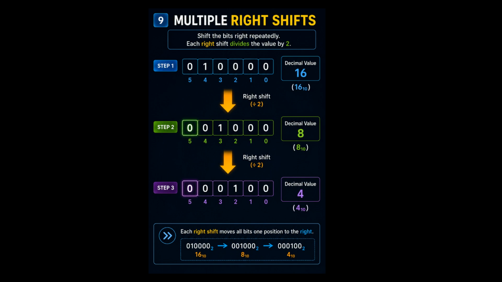The decimal value changes from 16 to 8. After the second right shift, it becomes 000100. The decimal value changes from 8 to 4. Notice that each right shift divides the value by 2. So 2 right shifts divide the original number by 4. This is why computers use right shifts as a fast way to perform division by powers of 2.